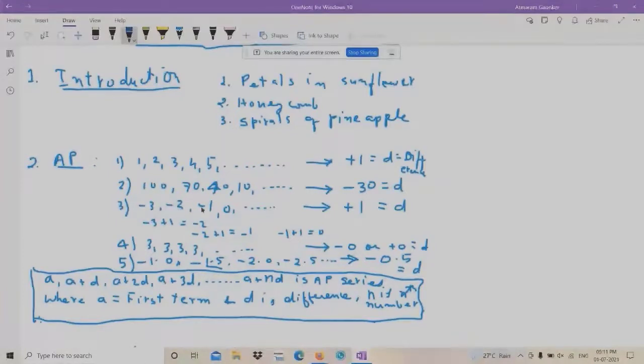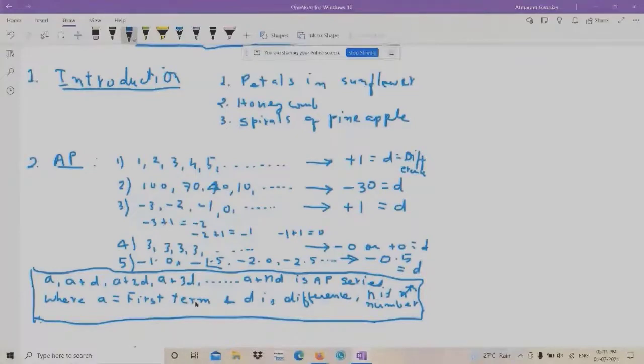Here, minus 3, minus 2, minus 1, the difference D is 1. And 3, 3, 3, 3 and so on. The difference is minus 0 or plus 0. Both are the same thing. D is 0 in other words. Here you see minus 0.1, minus 1, minus 1.5, minus 2.0. Every time it is increasing by minus 0.5. So the difference is minus 0.5.